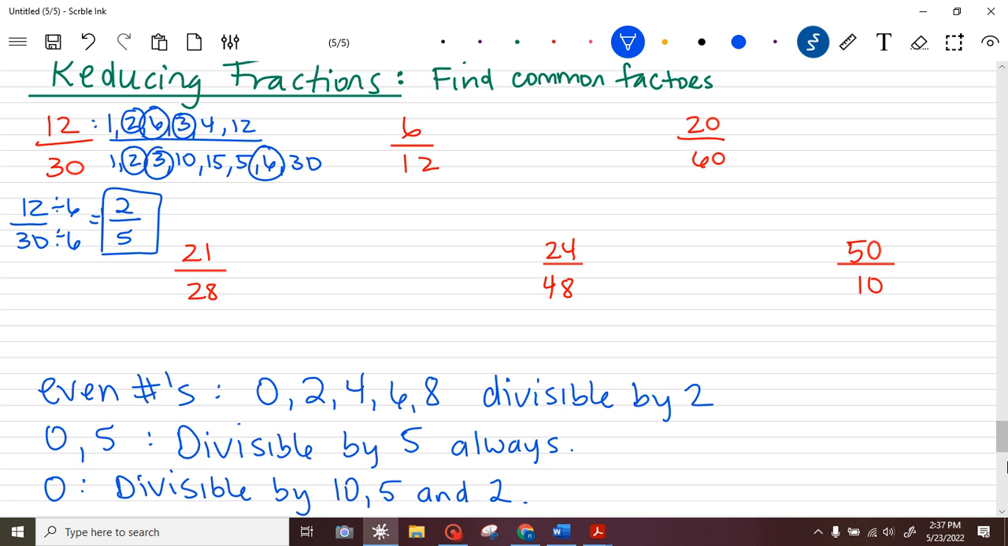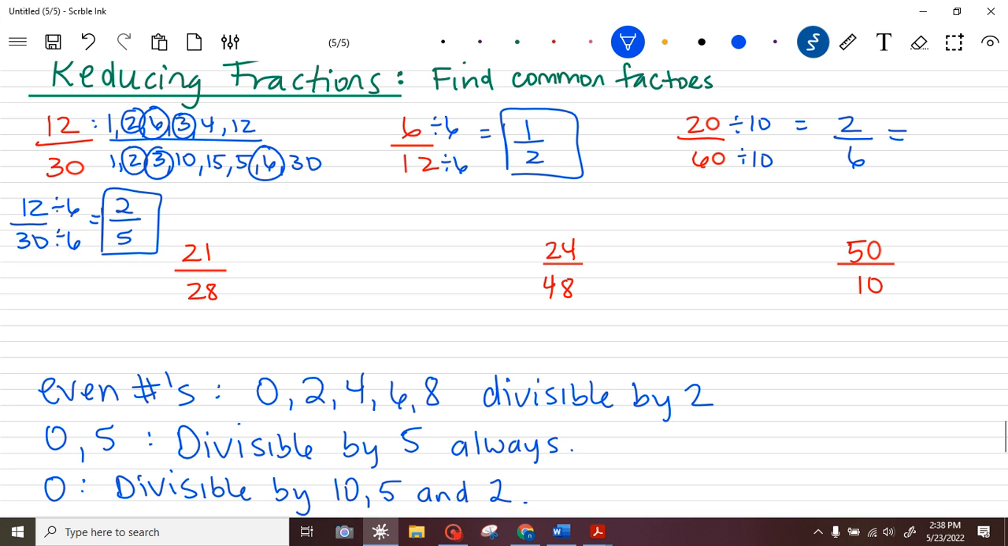I also know that 6 goes into 12, so I can divide this by 6. I always want the biggest number to come out. That way I have less work, less steps. 20 and 60, that number is divisible by 10. So if I divide out 10 from each of these numbers, then I'll have 2 over 6, and then I can still keep going, right?